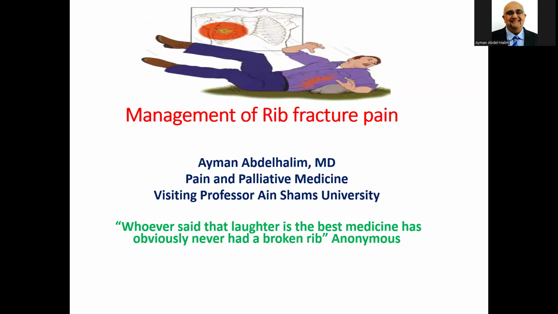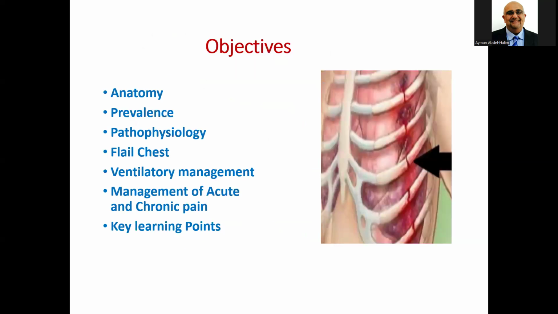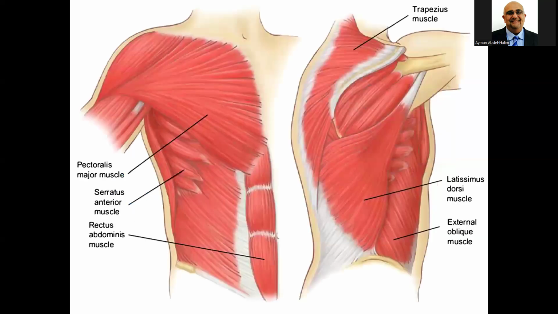Hello, everyone. Our topic today is management of rib fracture pain. The objectives of the presentation are the following: the anatomy, prevalence, pathophysiology, flail chest, ventilatory management, management of acute and chronic pain, and then we'll end with our usual key learning points.